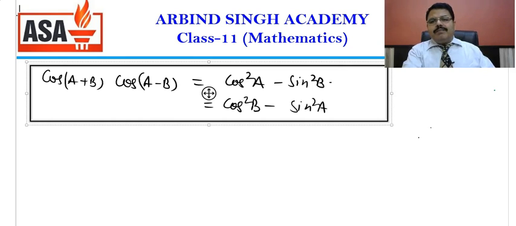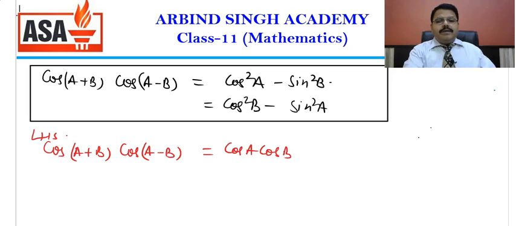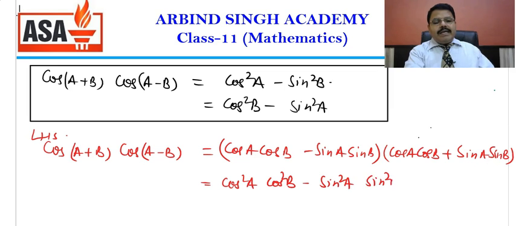In the similar fashion you can prove it, that cos(a plus b) cos(a minus b) LHS, cos(A plus B) can be written as cos A cos B minus sin A sin B. You know this formula? Again, in similar way, cos(A minus B) can be written as cos A cos B plus sin A sin B. This is again in form of (A plus B)(A minus B), so it will be A square minus B square. It means cos square A cos square B minus sin square A into sin square B.